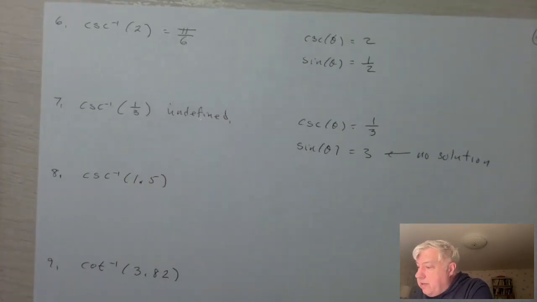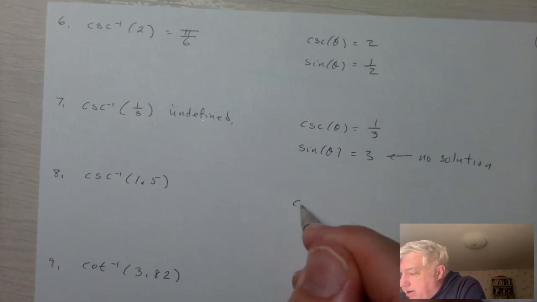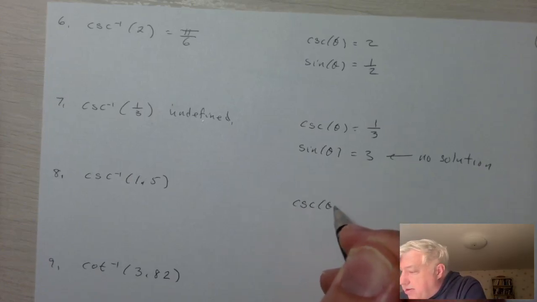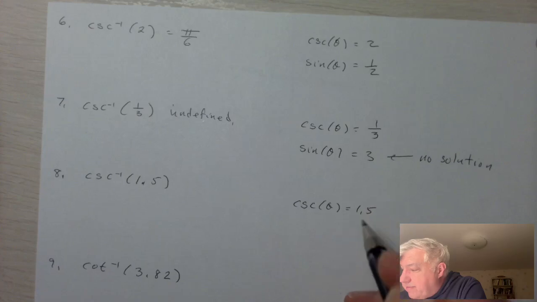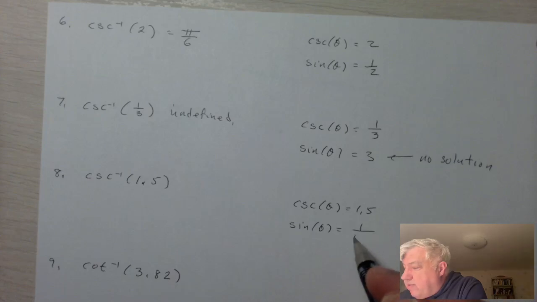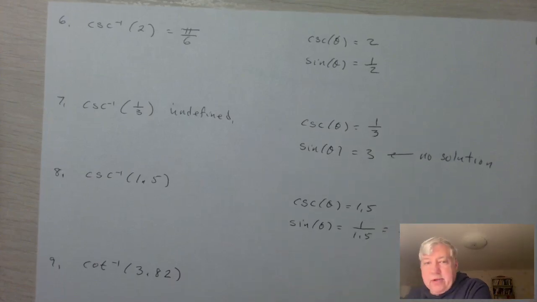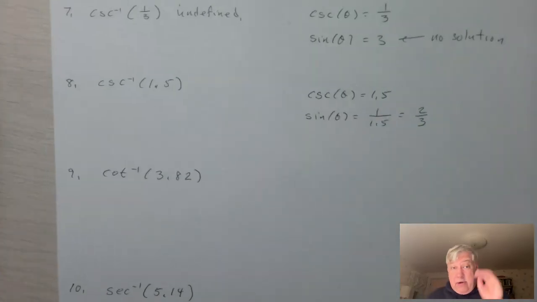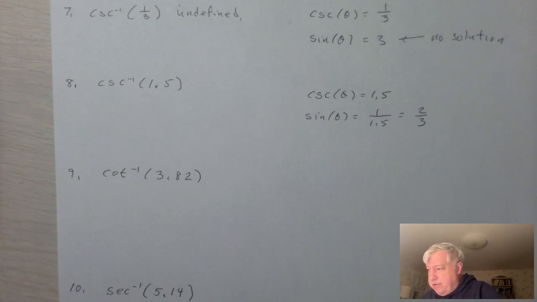The cosecant of theta equals 1.5, and this means the sine of theta, well, we can write this as 1 over 1.5, which will be equal to 2/3. And that is not in our unit circle. So we use our calculator to do this.